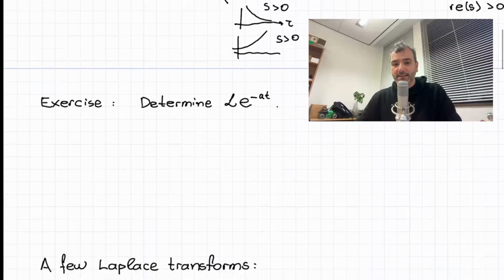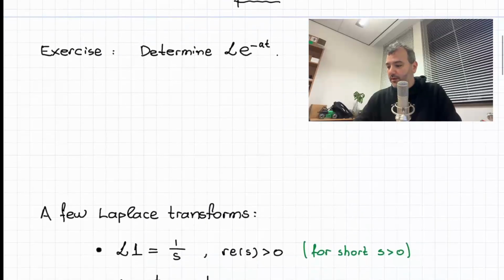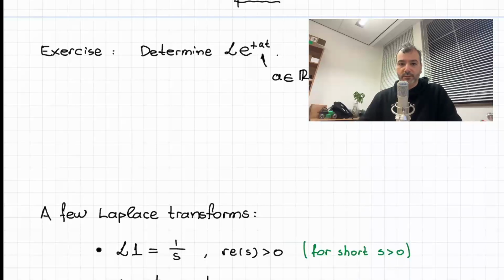As an exercise, you can try this at home. Determine the Laplace of the exponential e to the minus at or e to the plus at, doesn't matter, whatever you like. a here, you can take it to be a real number, or if you like, you can take it to be a complex number, as you wish.